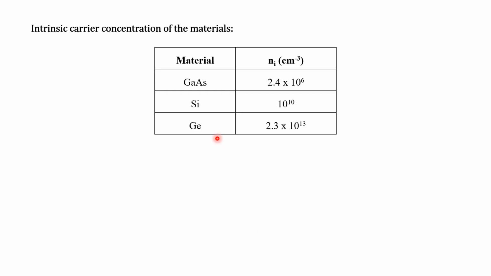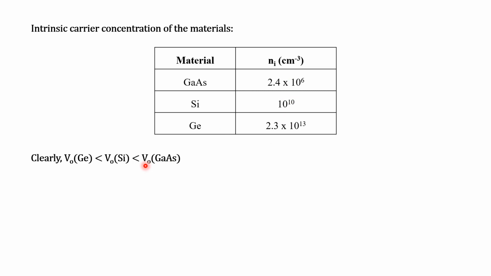Now, intrinsic carrier concentration of these materials: for silicon it is 10^10, for germanium 2.0 × 10^13, and for gallium arsenide 2.4 × 10^6. And we got from the equation that Ni is inversely related to V0. Hence, clearly V0 of germanium is less than V0 of silicon, which is less than V0 of gallium arsenide. Why? Because germanium has the maximum number of intrinsic carriers, hence it would have the least built-in potential. Silicon would be second with 10^10, and 2.4 × 10^6 is the least intrinsic carrier concentration, and hence it has the maximum V0.